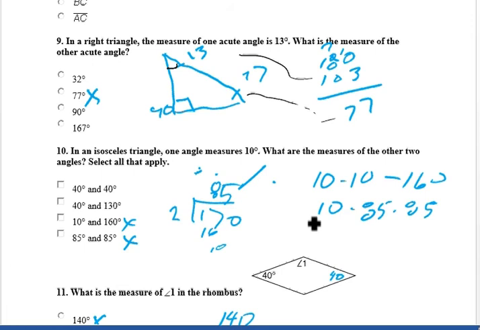The way I figured that out was I knew 10 plus 170 was 180, and then I just divided 170 by 2 and got 85. So those are my 2 types of isosceles triangles when one angle is 10. So what are the measures of the other 2 angles? Select all that apply. Well, there's 10 and 160, and there's the 85, 85 from our 10, 85, 85. And now we're on to number 11.